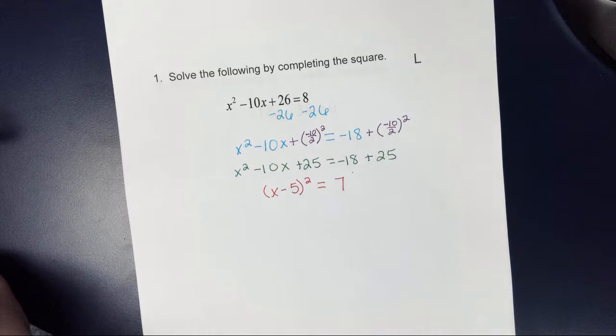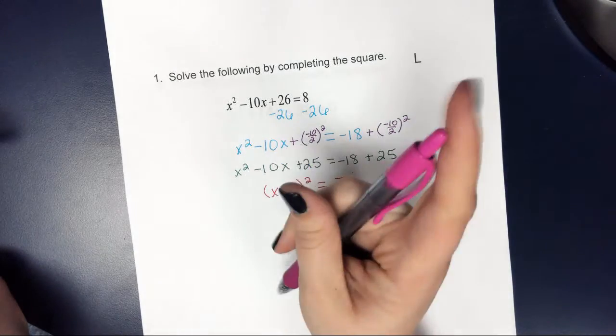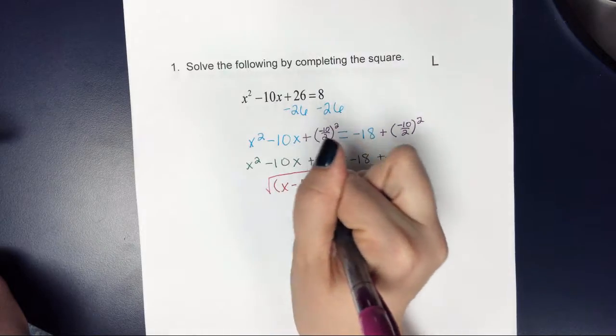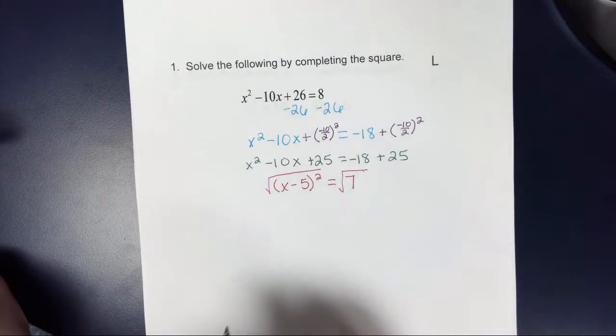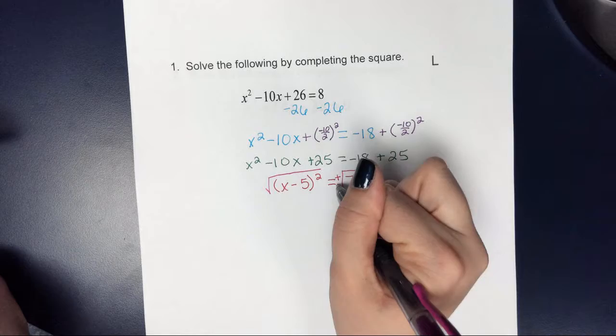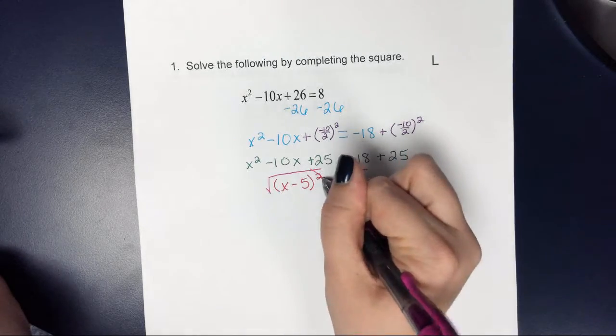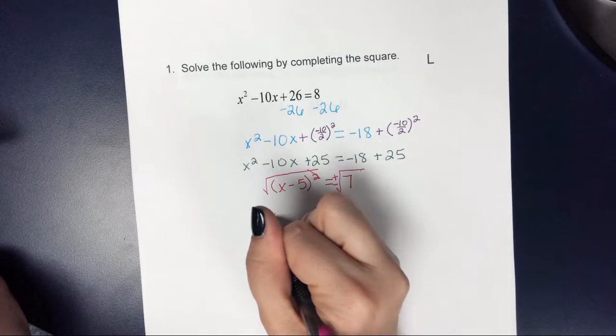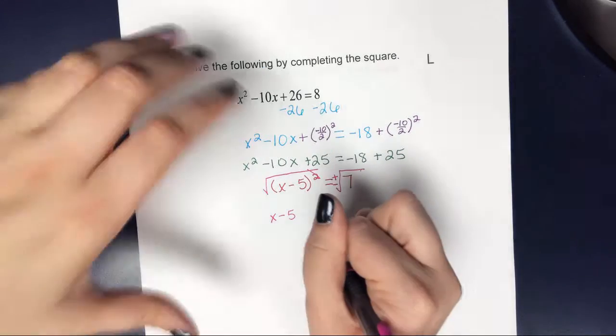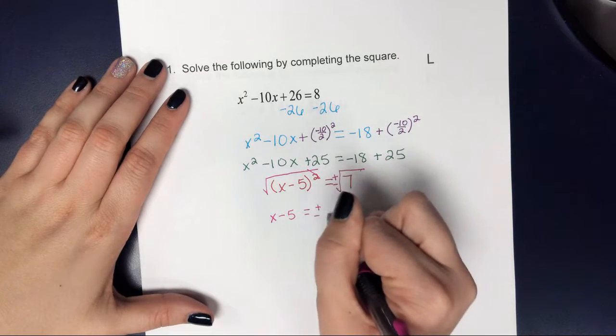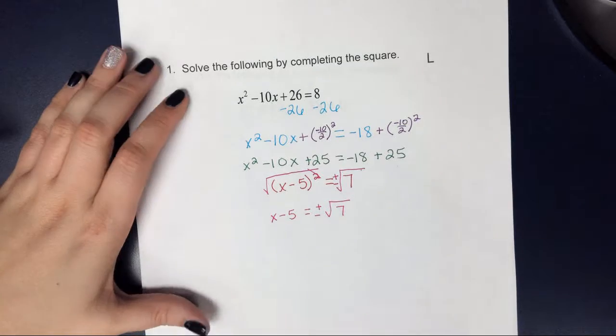Finally, we're going to take the square root of both sides. So I'm going to take the square root of this side and the square root of this side. But remember, when we take the square root, it's a plus or a minus as well. This is going to cancel. I'm going to have x minus 5 equal to plus or minus the square root of 7.